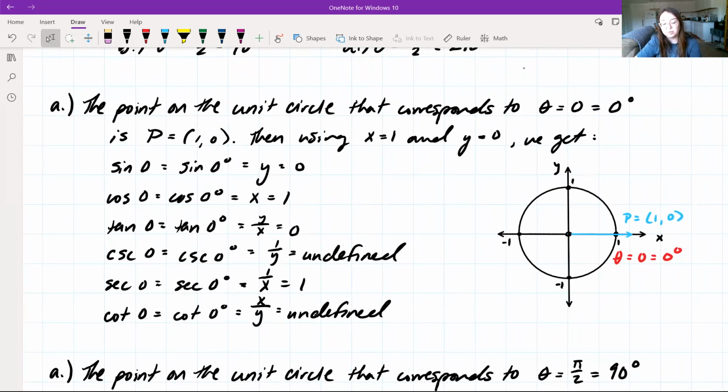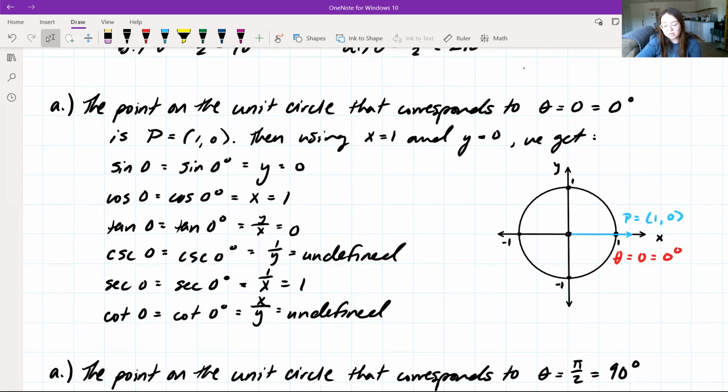Then tangent, which is y divided by x. If we have tangent of 0, we know y is 0, x is 1, so that's 0 divided by 1, which is just 0. Then cosecant of 0 or 0 degrees is 1 divided by y. Well, we know that y is 0, so cosecant of 0 is undefined because we can't divide by 0. Then secant of 0 or 0 degrees is equal to 1 over x. We know x is 1, so we get that secant of 0 is 1.